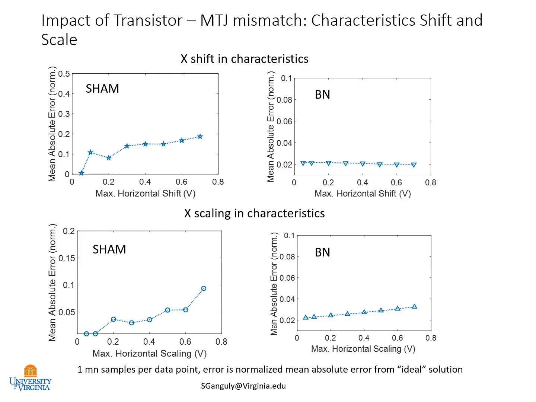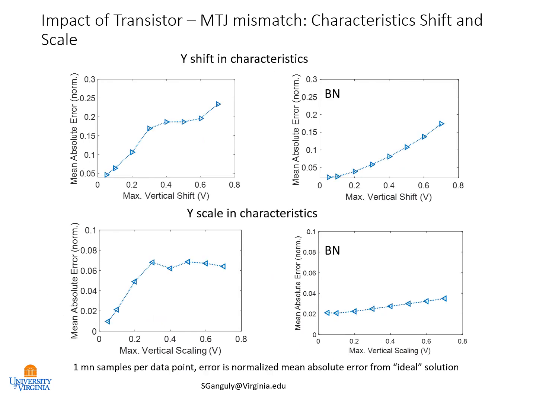What we're going to do is see what happens if you have characteristic shifts. If you see the shift in the input voltage, the Bayesian network is actually pretty decent, but the stochastic Hopfield network is generally much worse off. This happens in the rest of the things that we are seeing. X scaling in the characteristics is much more dramatic than the Y shift, which is the output characteristics.